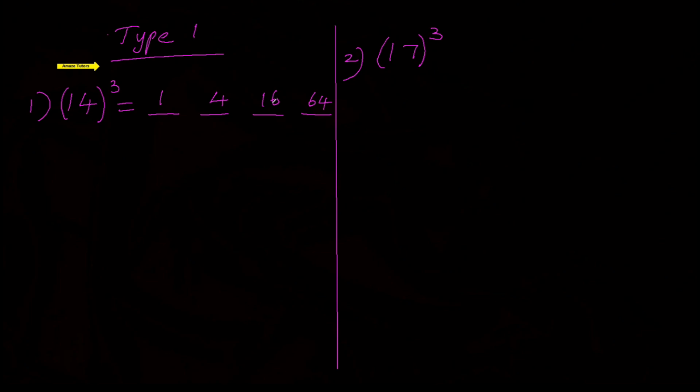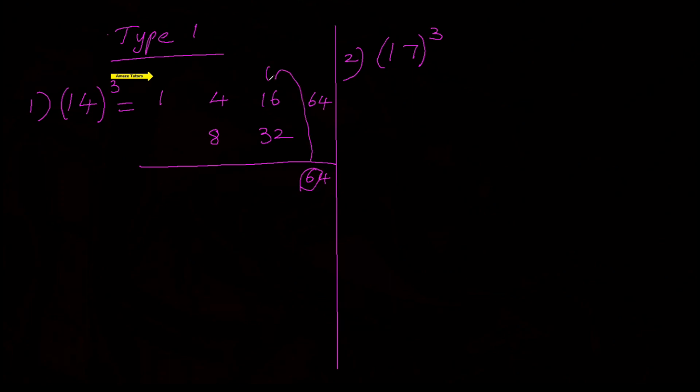Now, step 2, ignore the first and last digit. Multiply the middle two numbers by 2. 2 fours are 8. 2 times 16 is 32. Now, simply add the rows. 64, consider only the unit place again. 6 to be carried over to the next place.